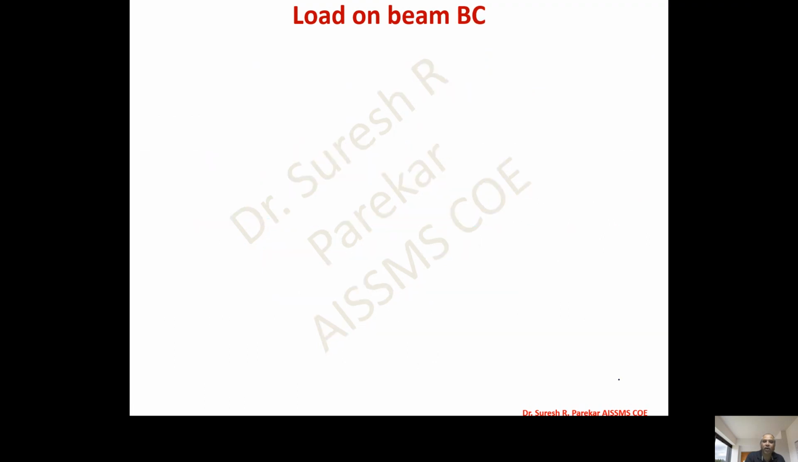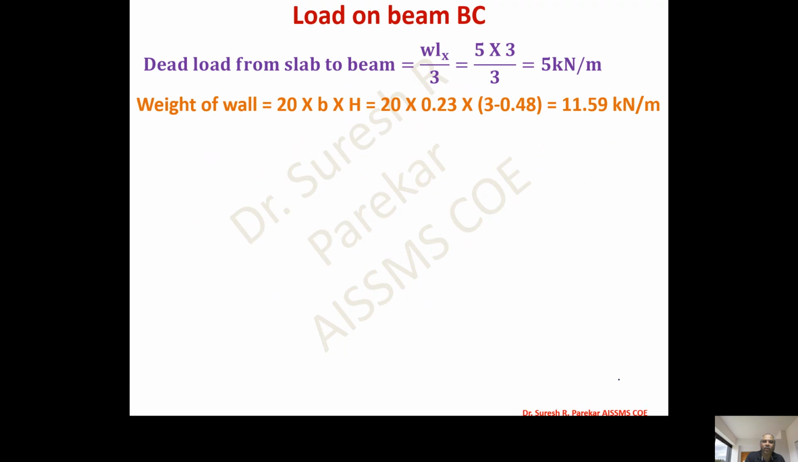So now we will go to load on BC. So we have only triangular load, nothing other than that. And then we will have WLx by 3, 5 into 3 by 3. And that we will get as 5 kilonewton per meter. Now weight of wall, we have 20 B into H, and then again we have 20 B, and we have 3 minus 0.48, 11.59 kilonewton per meter.